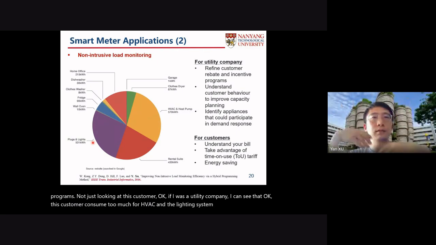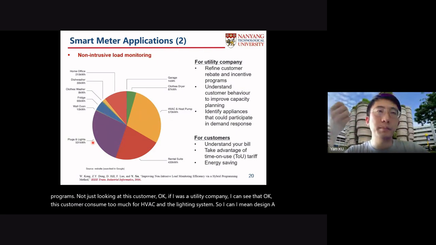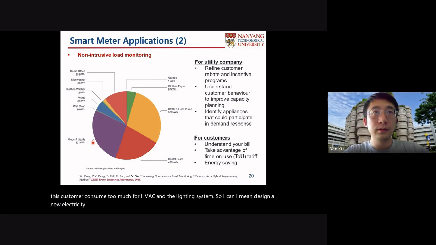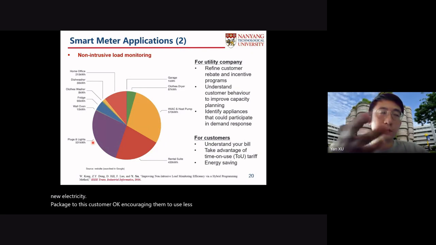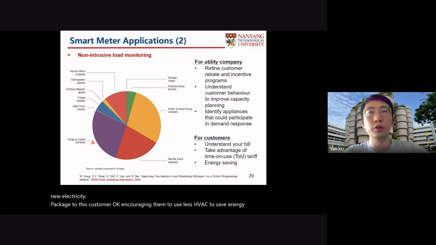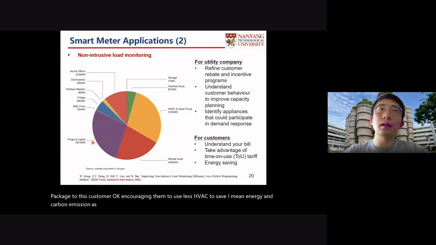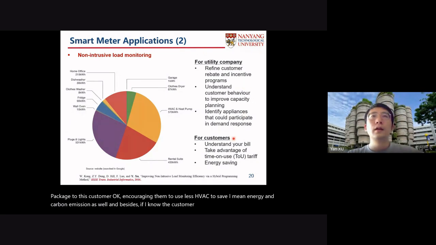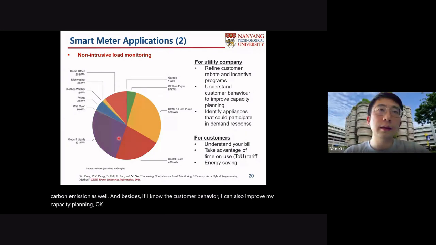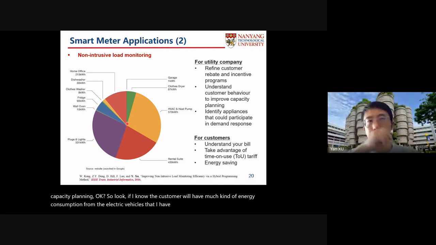So I can design a new electricity package for this customer, encouraging them to use less HVAC to save energy and carbon emissions as well. And besides, if I know the customer behavior, I can also improve my capacity planning. Look, if I know the customer will have much higher energy consumption from electric vehicles, then I have to plan my electricity network.